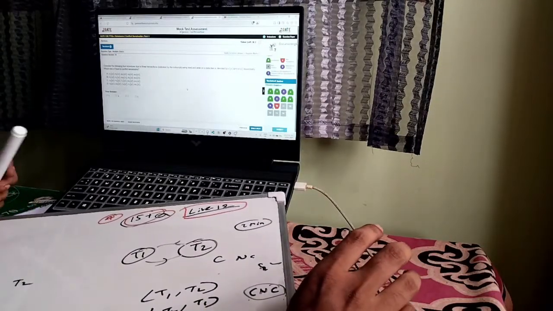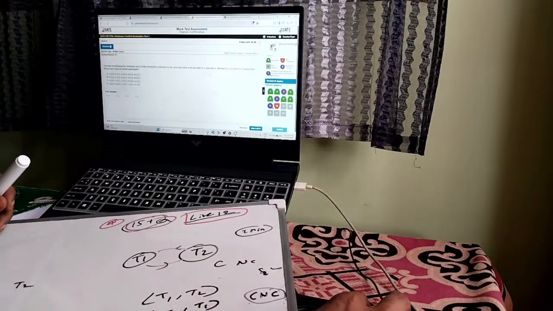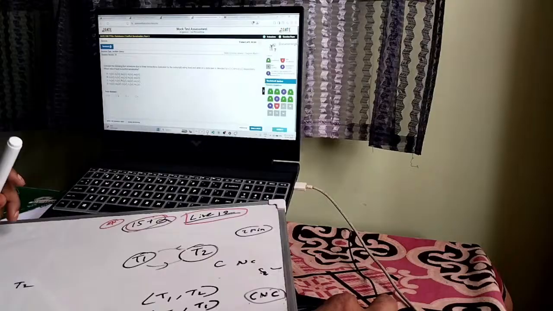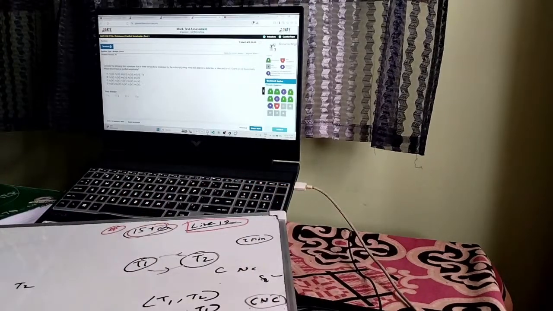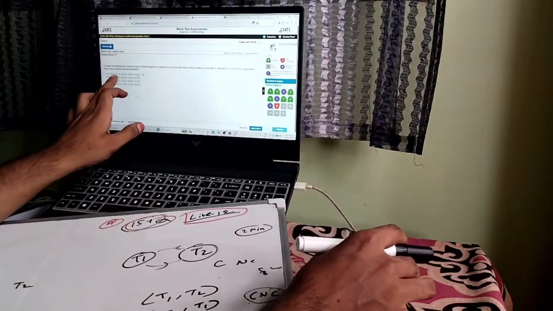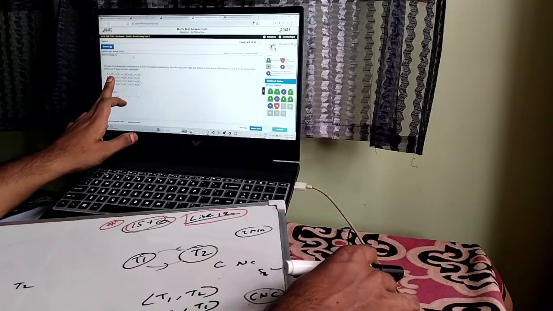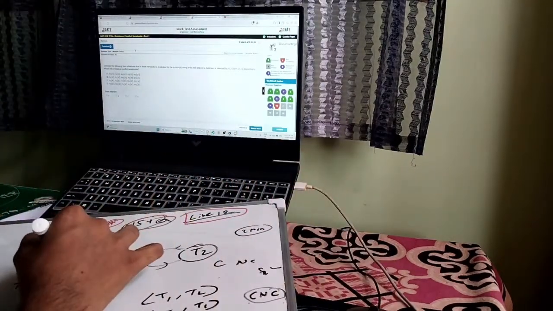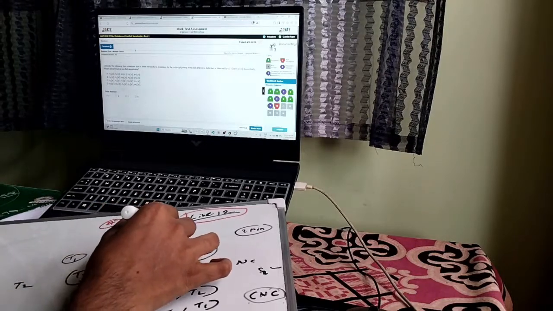Consider the following schedules with three transactions. Conflict, okay. Only conflict. If there is a cycle, then it is not conflict serializable. The cycle should not be present. There are how many transactions? 3 transactions: T1, T2, and T3. If it is a cycle, then it is not conflict.